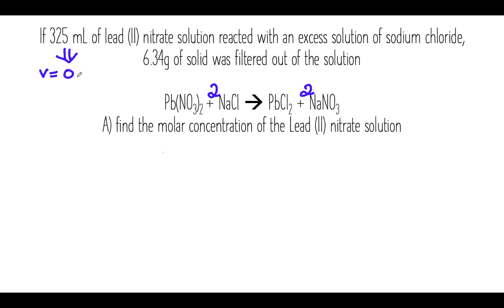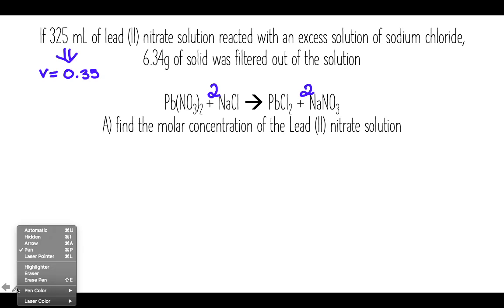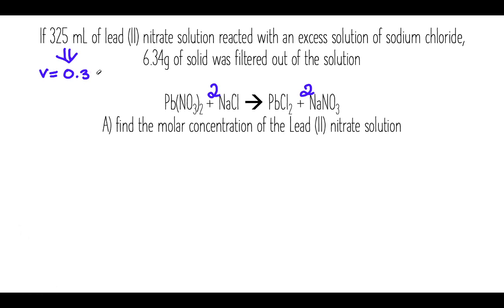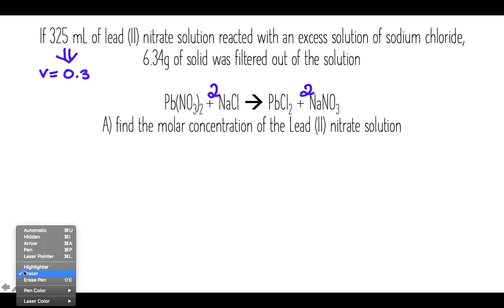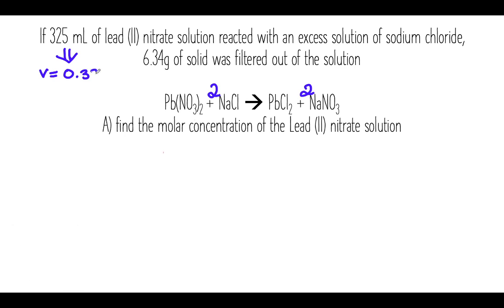Always do that because especially in these concentration problems, you have moles per liter. So in order for our units to properly cancel out, you want to make sure that it has got to be in liters. So 0.325 liters of lead 2 nitrate solution reacted with an excess solution of sodium chloride. 6.34 grams of solid was filtered out of the solution. So in this question, we're given, so I'm just going to write right underneath here, Pb(NO3)2. We're given the volume of Pb(NO3)2.